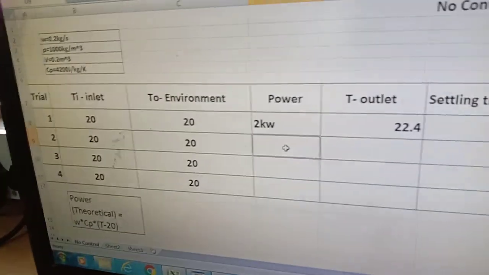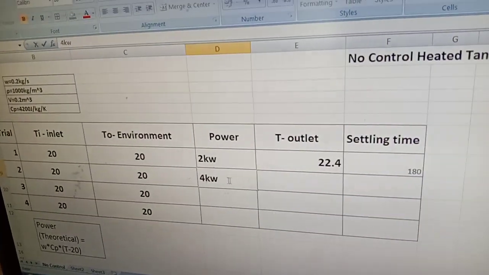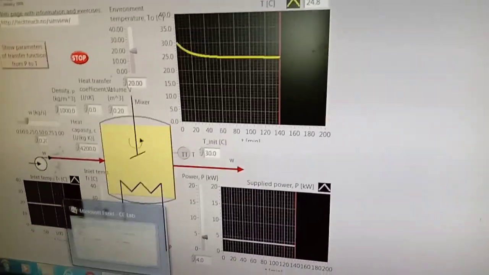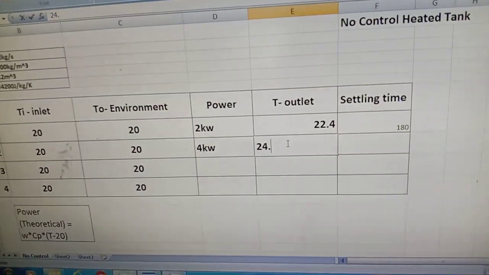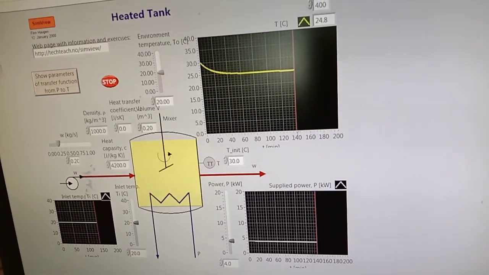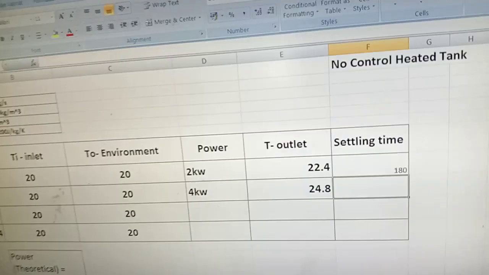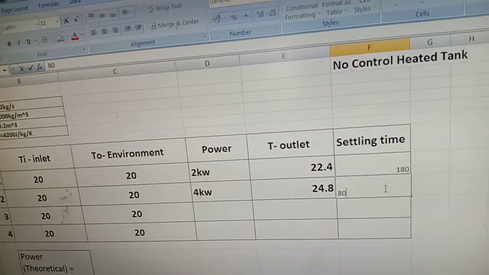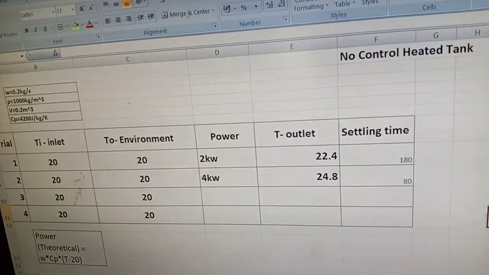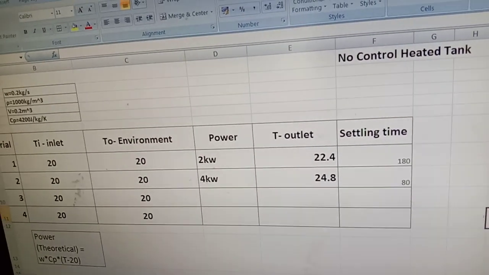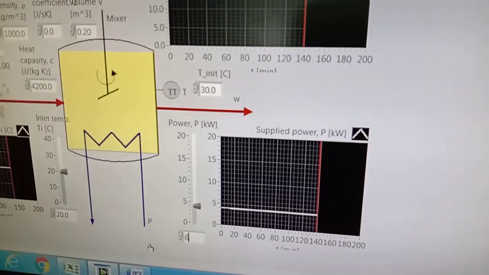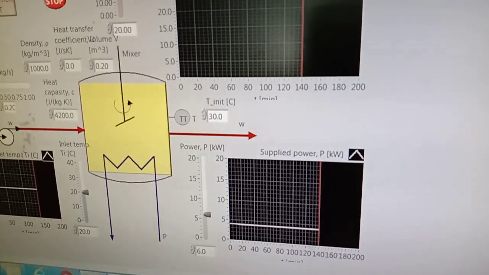So now my power output is 4 kilowatts, and the temperature is 24.8 degrees Celsius, and the time it took is 80 minutes. Okay, it is taking 80 minutes to go to this temperature. Next, if I increase the power, now from 4 kilowatts I am increasing it to 6 kilowatts.